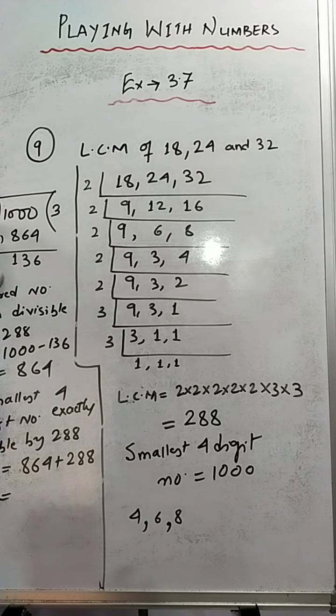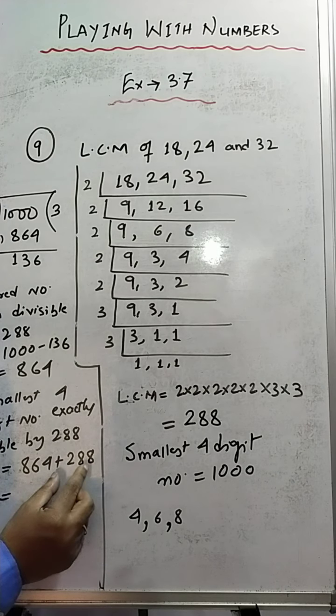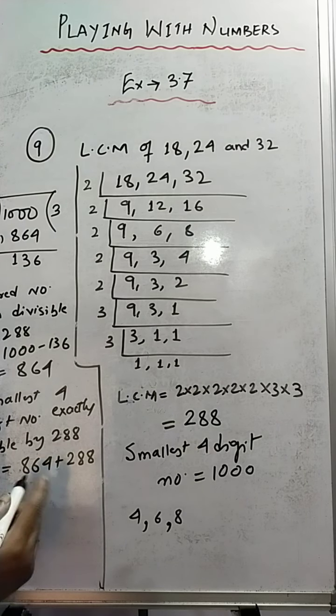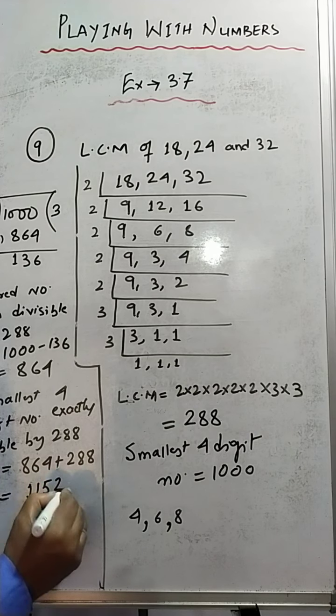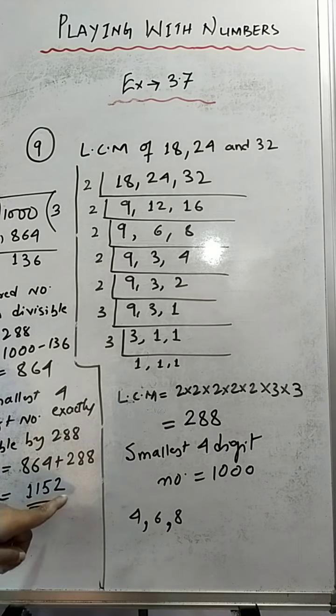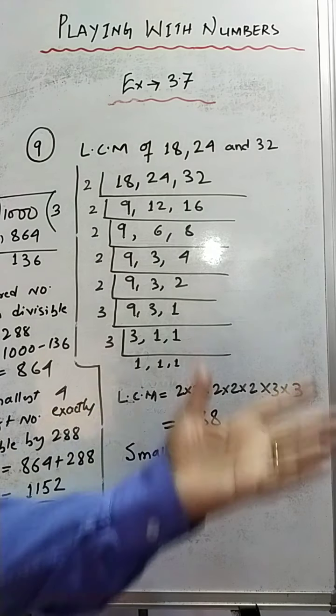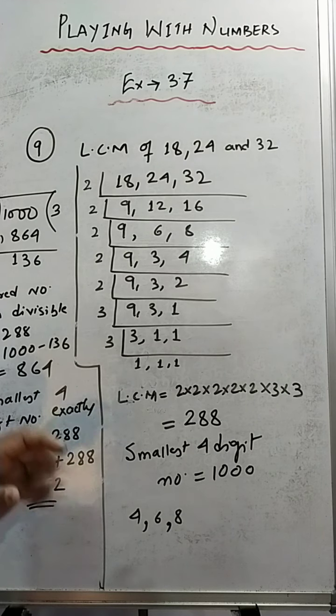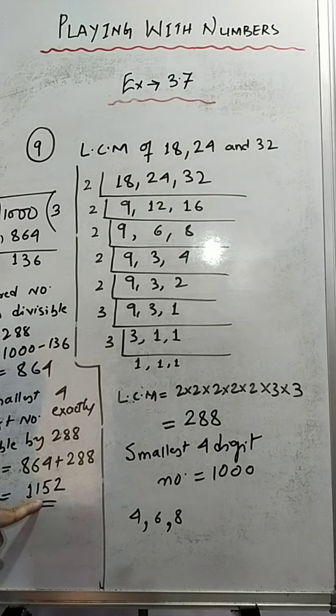So this time the divisor is 288. If this number is exactly divisible by 288, to find the next number exactly divisible by 288, we have to add 288 to this. So we will get the answer 1152. Now this is a 4-digit number. You see, it's a 4-digit number. So this is the first. There are so many numbers, students, which will be divisible by 288, but this is the first smallest 4-digit number which is divisible by 288.